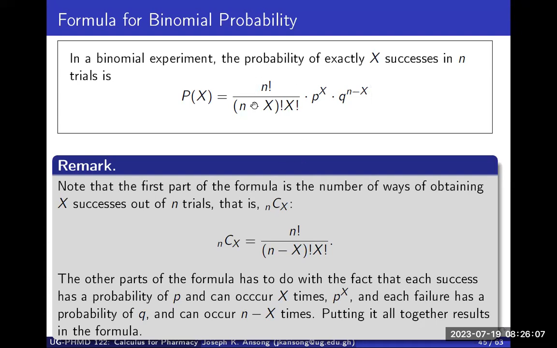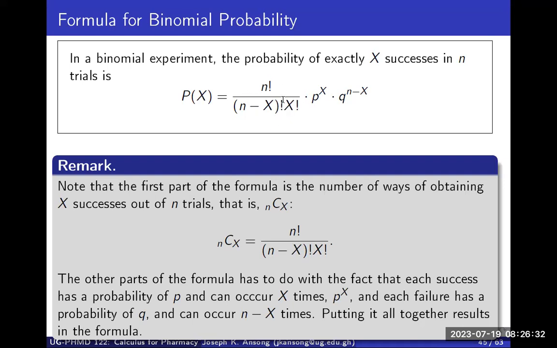So the first part here really talks about getting X successes out of the N trials, which is N combination X. So the first part is, how do I get X successes when I perform N trials? That is really N combination X, and that is what this part is about.